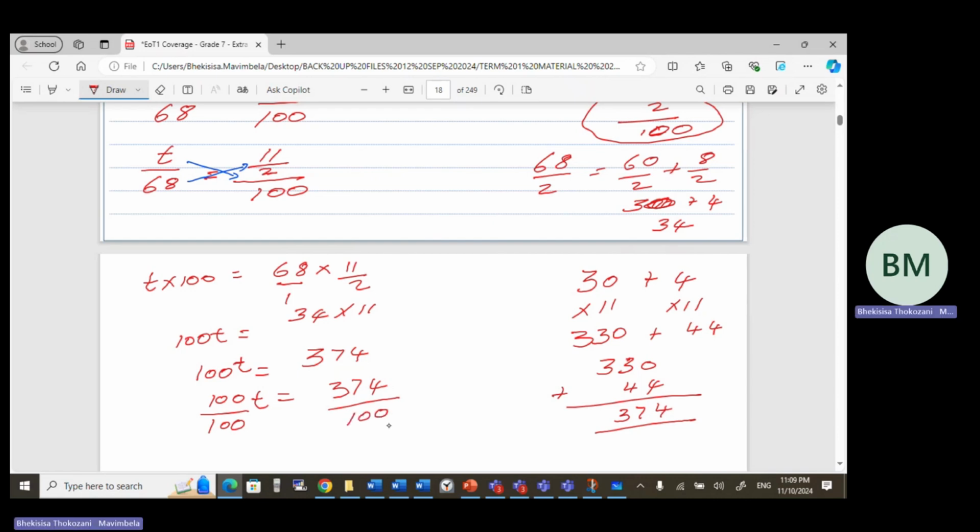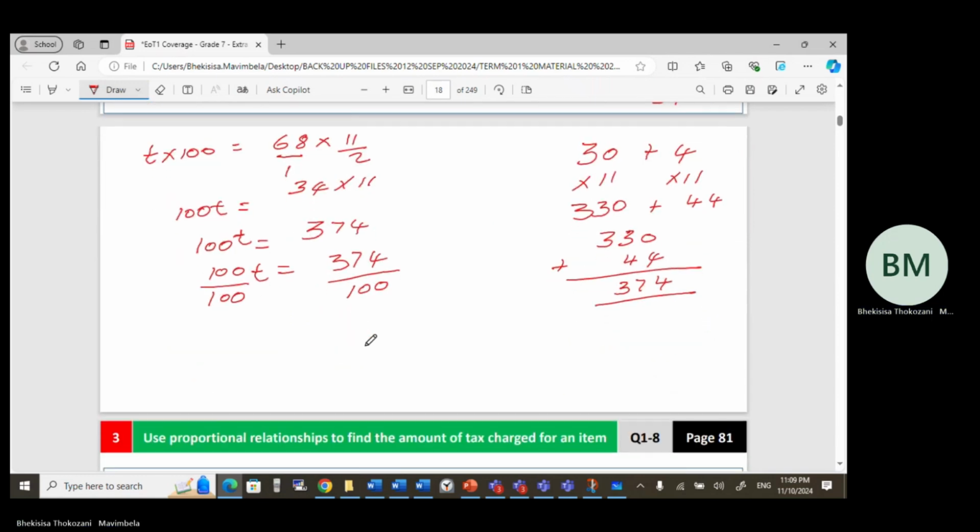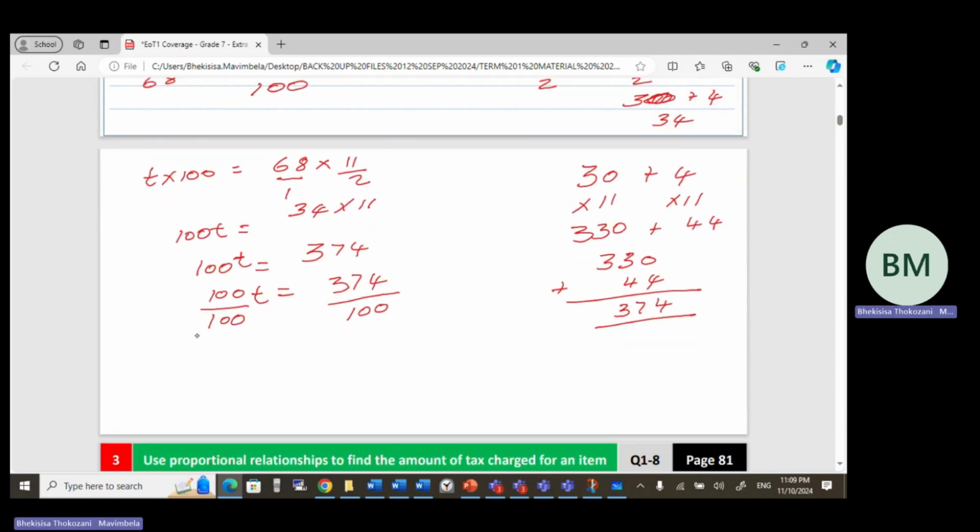Now remember the rule. We want to make sure that there are two numbers after the decimal point. So here, these are going to cancel off. I'm left with T for tax. Because I have 374, I want two numbers after the decimal point, so my point will be here. So there are two numbers, 1, 2, right?